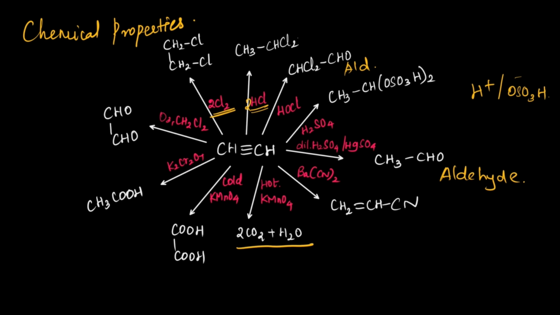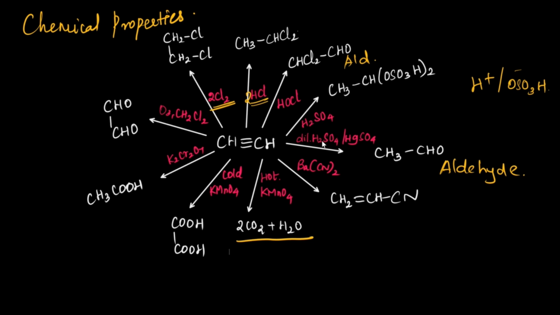And K2Cr2O7, once again oxidation happens to give acetic acid, and ozonolysis that leads to a formation of CHO. In case of ozonolysis, I told you in alkenes, break the bond and put double bond O. Here, just break 2 bonds only, have 1 bond with the carbon and do the same. Put double bond O. You will get the product.